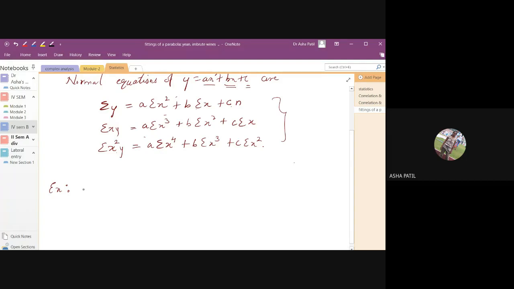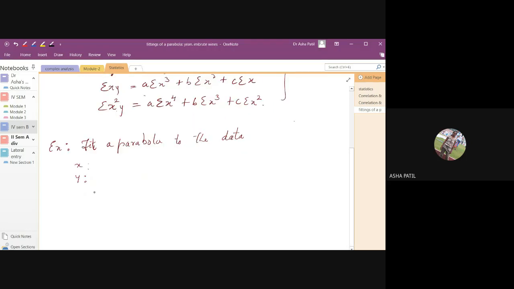Fit a parabola to the data. Take the values of x and y. X values 1, 2, 3, 4, 5. Y values 10, 12, 13, 16, 19. Okay. You can do it now easily.